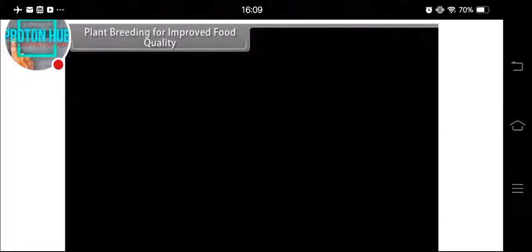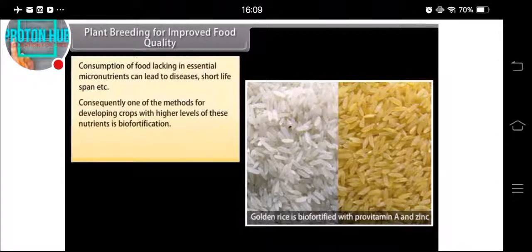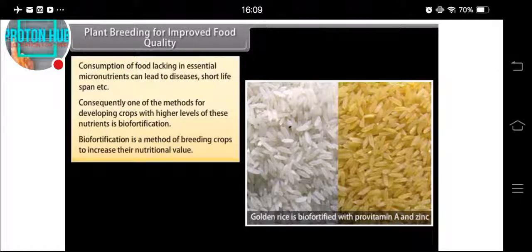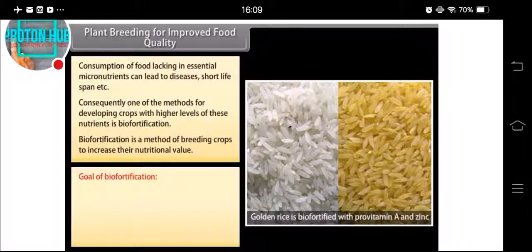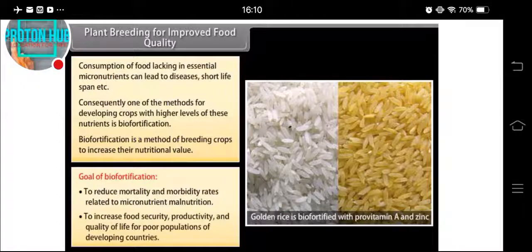Plant breeding for improved food quality. Consumption of food lacking in essential micronutrients can lead to diseases, short lifespan, etc. Consequently, one of the methods for developing crops with high levels of these nutrients is biofortification. Biofortification is a method of breeding crops to increase their nutritional value. Goal of biofortification: to reduce mortality and morbidity rates related to micronutrient malnutrition, to increase food security, productivity, and quality of life for poor populations of developing countries.